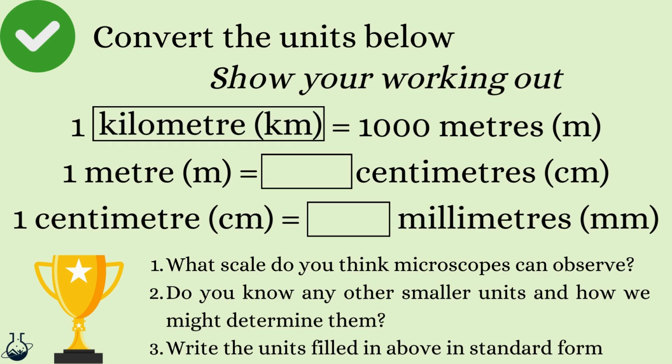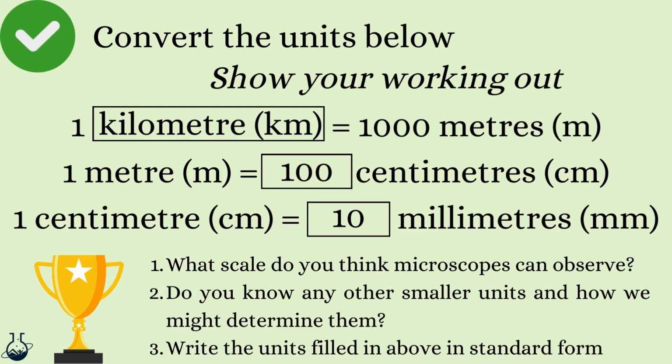So 1 kilometre is the equivalent of 1,000 metres. 1 metre is 100 centimetres and 1 centimetre is 10 millimetres. You can check this one simply by counting the small lines in between the centimetres on a regular 30 centimetre ruler. Looking at the challenge questions then, number 1, what scale do you think microscopes can observe?